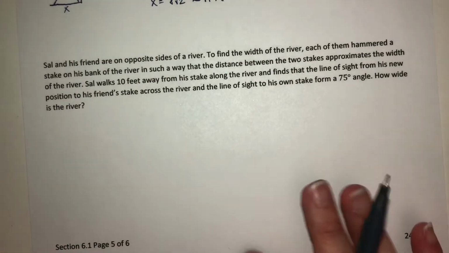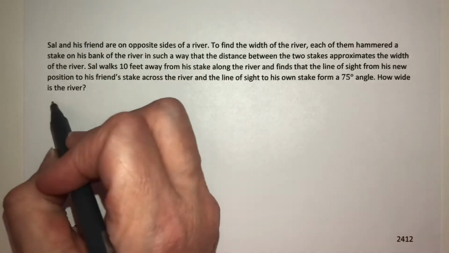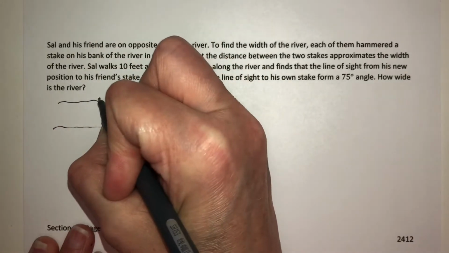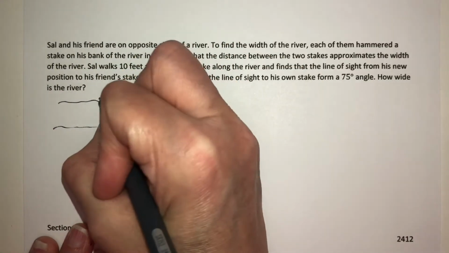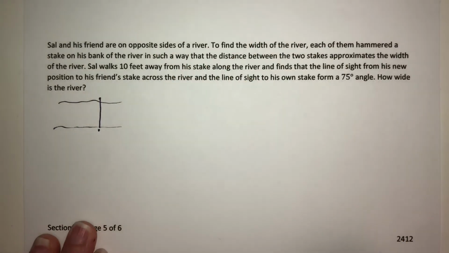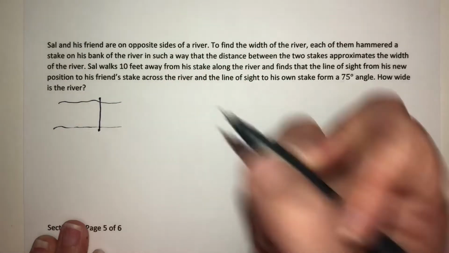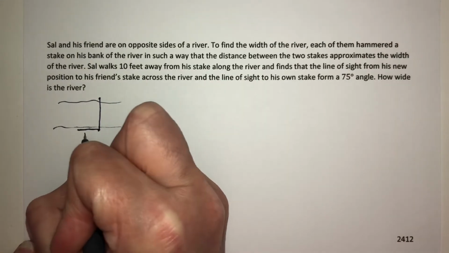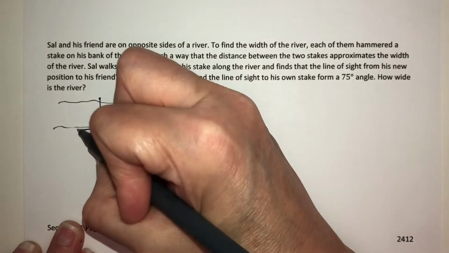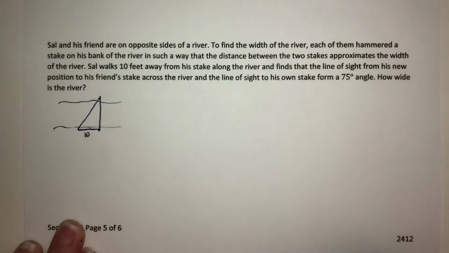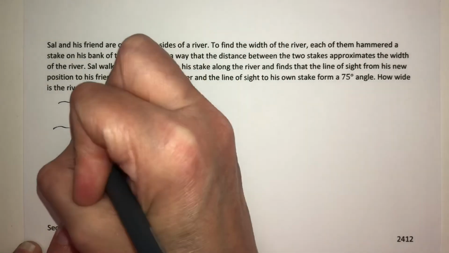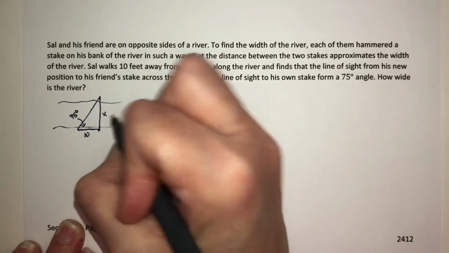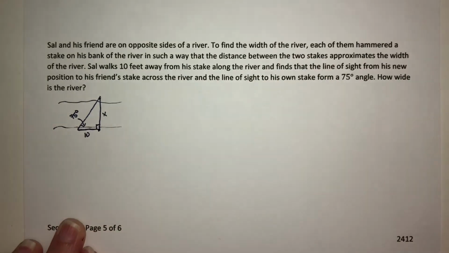The most important thing here is to get a picture drawn. So we have banks of the river, and this distance, that's what we're looking for, the width of the river. So Sal walks 10 feet away and then measures this angle. That angle is 75 degrees. And we want to find this. And that's a right triangle.